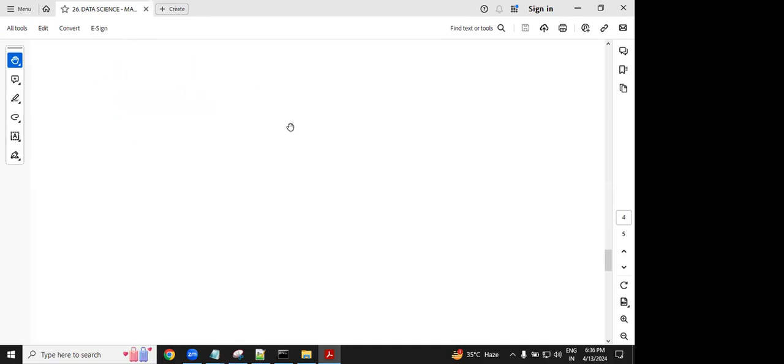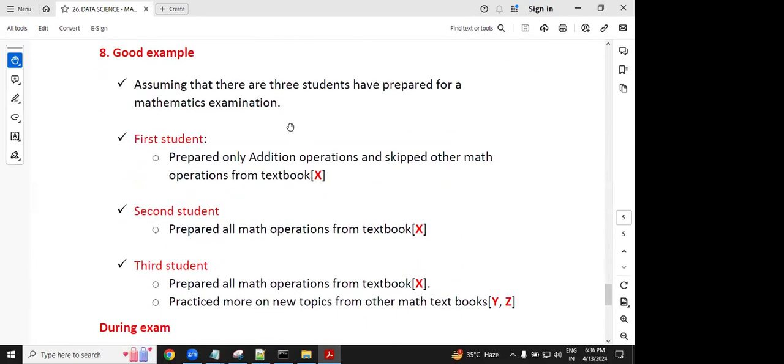Let me take one small general example. Assume there are 3 students who have prepared for a mathematics exam. There is a textbook, called Chand. Inside that book there are 10 types of math operations. The first student prepared only the addition operation and skipped all the other operations from the textbook. The second student prepared all the math operations from the textbook.